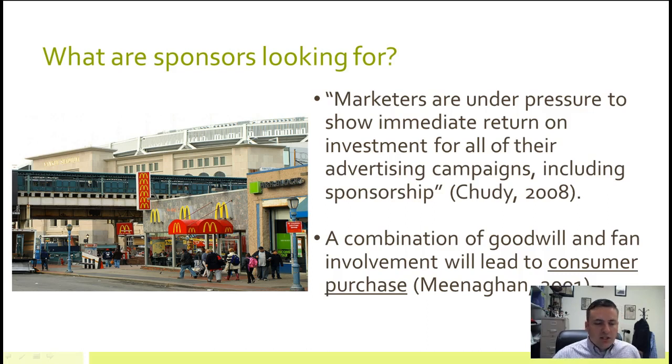We're going to get to this in just a second, but the whole point of a sponsorship is that they have to find a good mix between a combination of goodwill in the minds of consumers amongst their highly involved fans. We know that if highly involved fans have a high level of contingent goodwill perception, they're more likely to lead to an actual consumer's purchase.